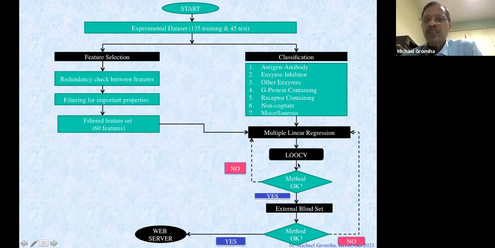And then we evaluated with leave-one-out cross validation. Then once the method is fine, we tried the external blind set. Even if it works fine, then we developed this server. Okay, so this is the principle of least squares.